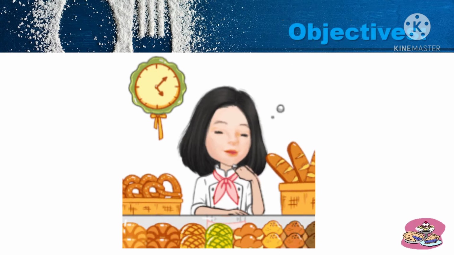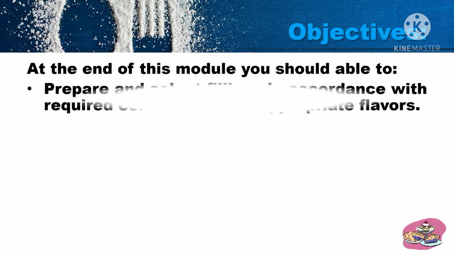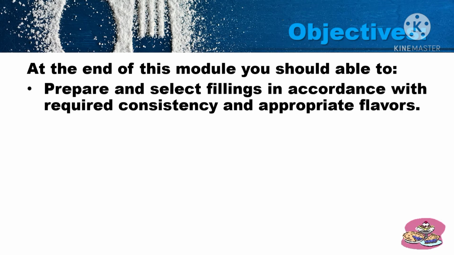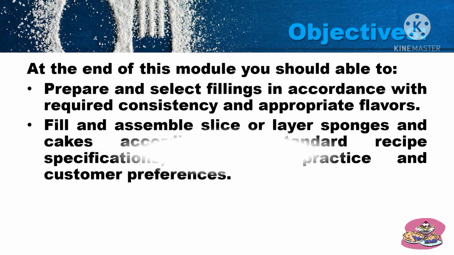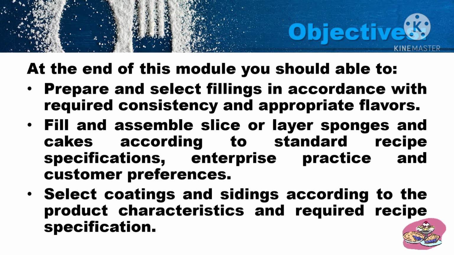We have here the following objectives. At the end of the lesson or of the module, you should be able to: 1. Prepare and select fillings in accordance with required consistency and appropriate flavors. 2. Fill and assemble slice or layer sponges and cakes according to standard recipe specification, enterprise practice, and customer preferences. 3. Select coatings and sidings according to the product characteristics and the required recipe specification.